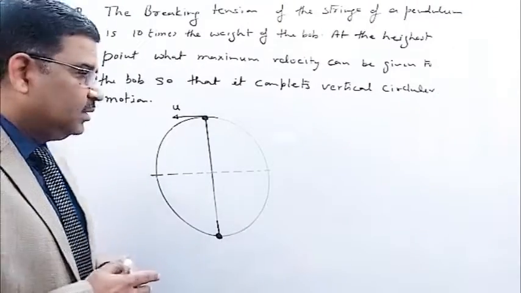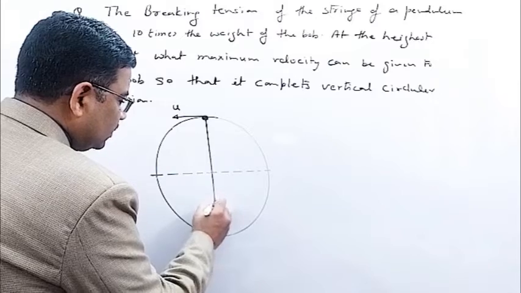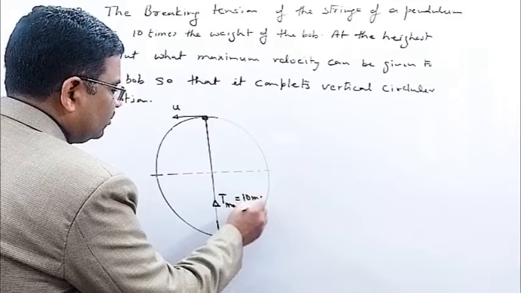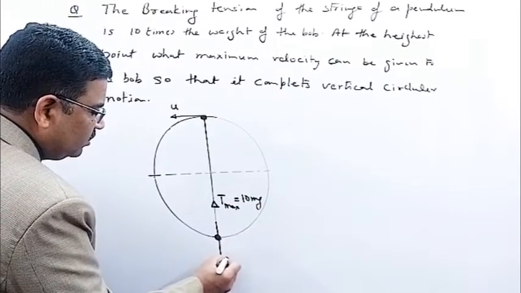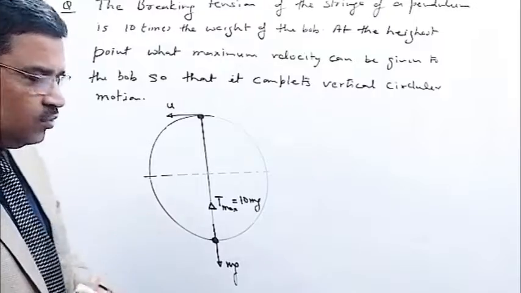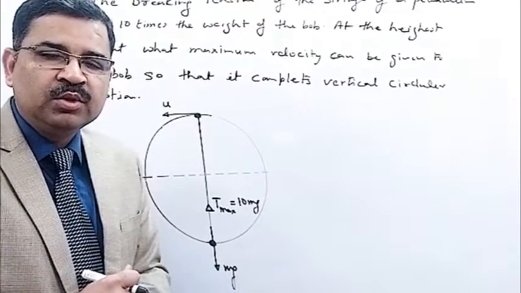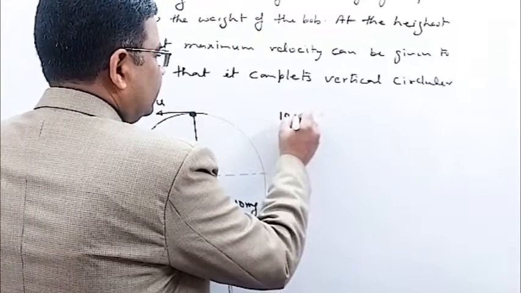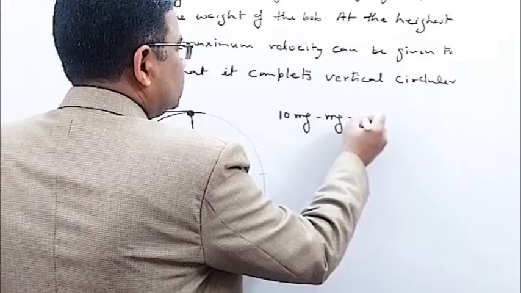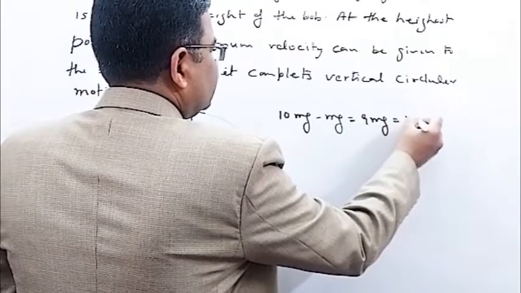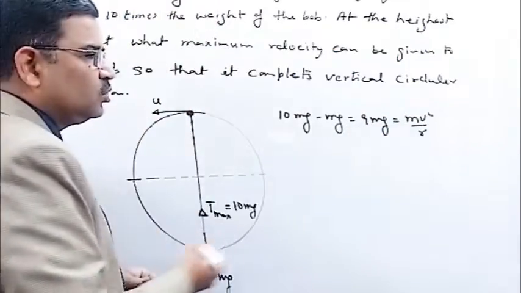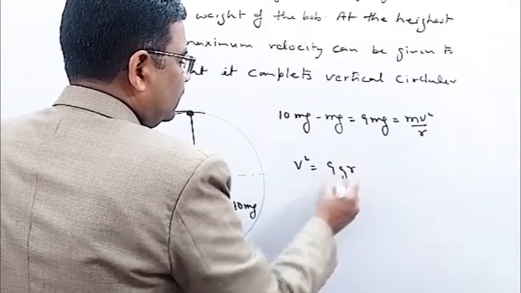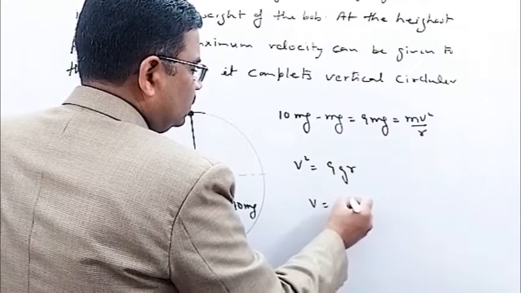Now we know that the maximum tension reaches at the lowest position. So here the tension maximum is equal to 10 times the weight of the bob, and this is the weight mg. So the net of the two forces will provide the centripetal force to the bob. So that net force will be 10 mg minus mg. So 10 mg minus mg, which is basically 9 mg, and this provides the centripetal force mv square by r. So if I cancel m, I get v square is equal to 9 gr, or v is equal to 3 under root gr.